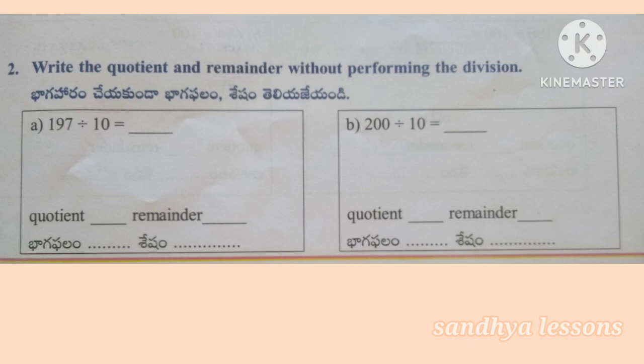Second Roman. Write the quotient and remainder without performing the division. A division. 197 divided by 10. When we divide 197 with 10, we get quotient 19 and remainder 7. B division. 200 divided by 10. By dividing 200 with 10, we get quotient 20 and remainder 0.